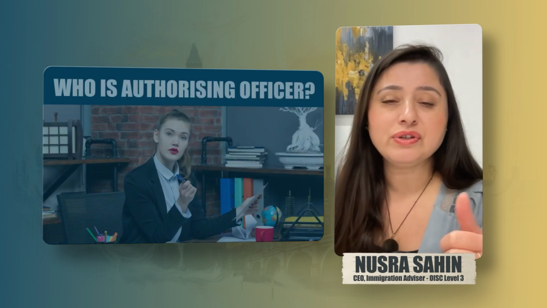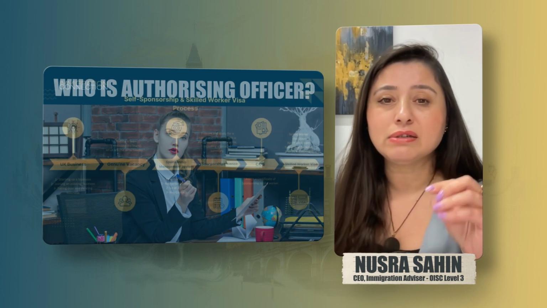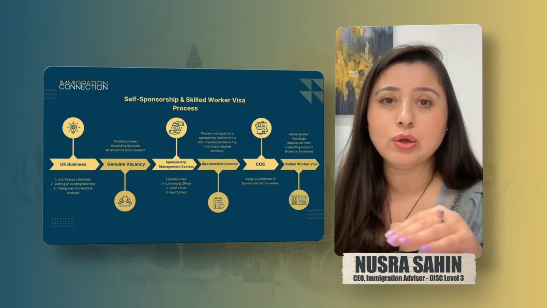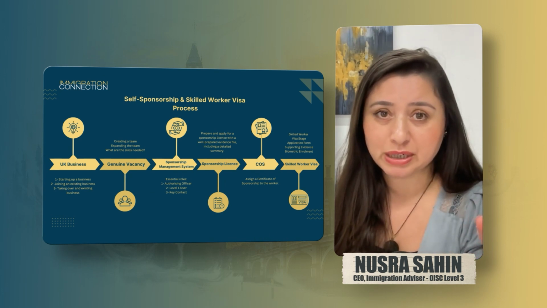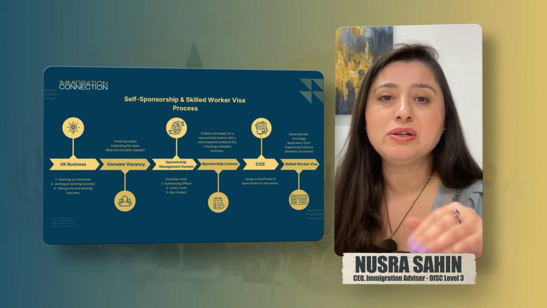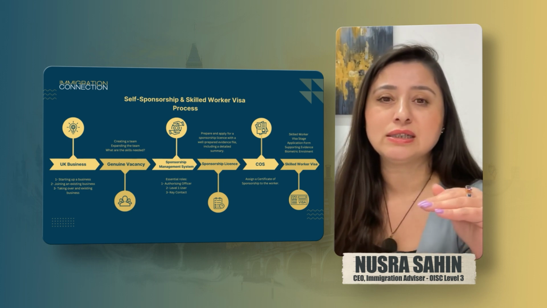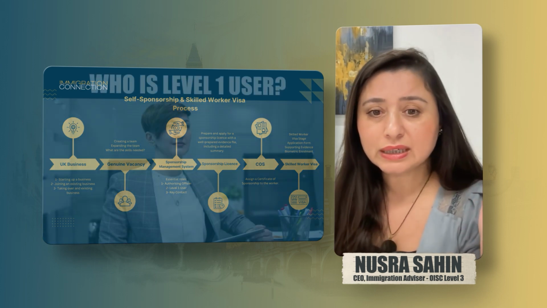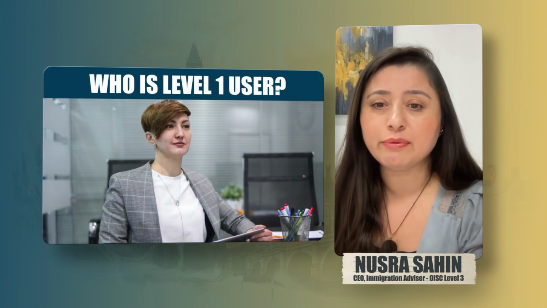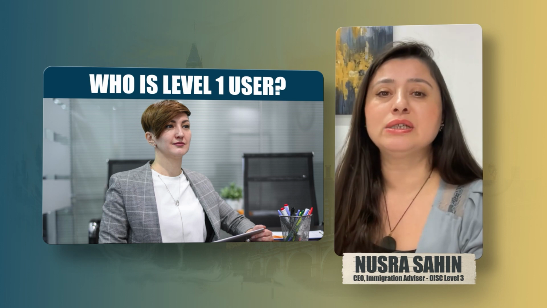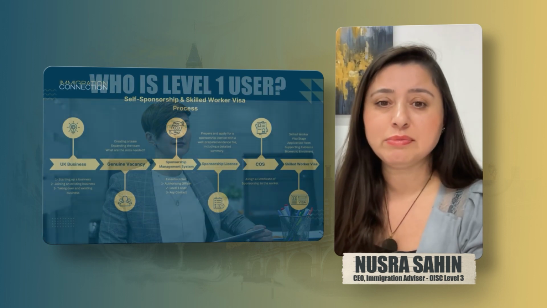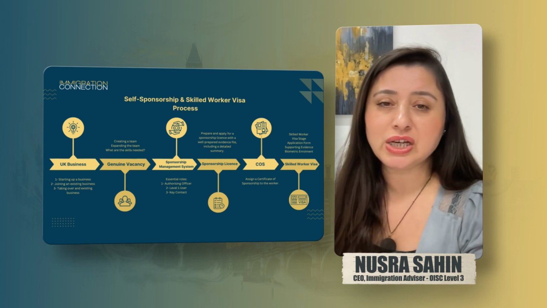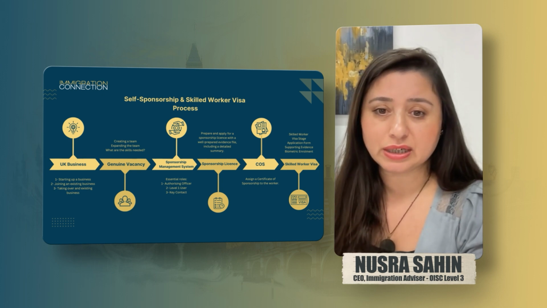The authorizing officer is the person who is responsible for monitoring and overseeing the whole operation of the sponsorship management system. This person assigns roles and appoints the users into other roles. The second person is the level 1 user. The level 1 user is the one who is using the system. They are maintaining the system. They are making the changes, updates, and issuing certificates.